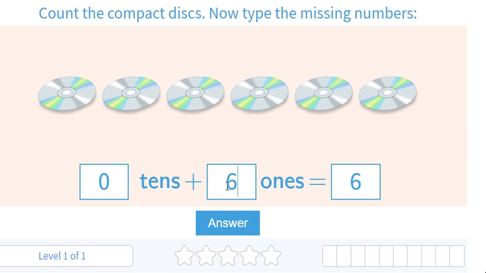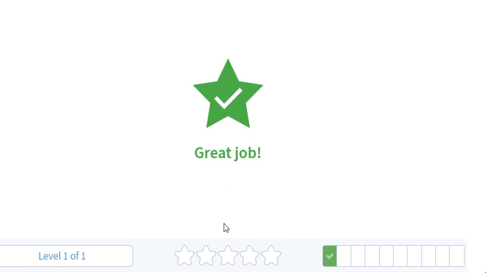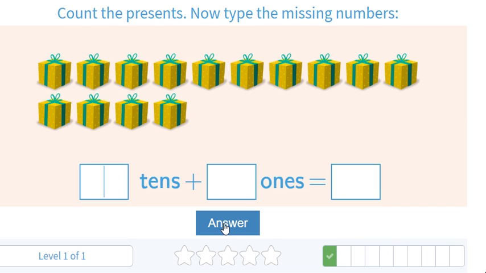So let's put a 6 in this box, because this box here shows how many 10s, which is 0, and this box here shows how many ones, and we have 6 ones. So let's see if we're right. It says great job, so we did good.